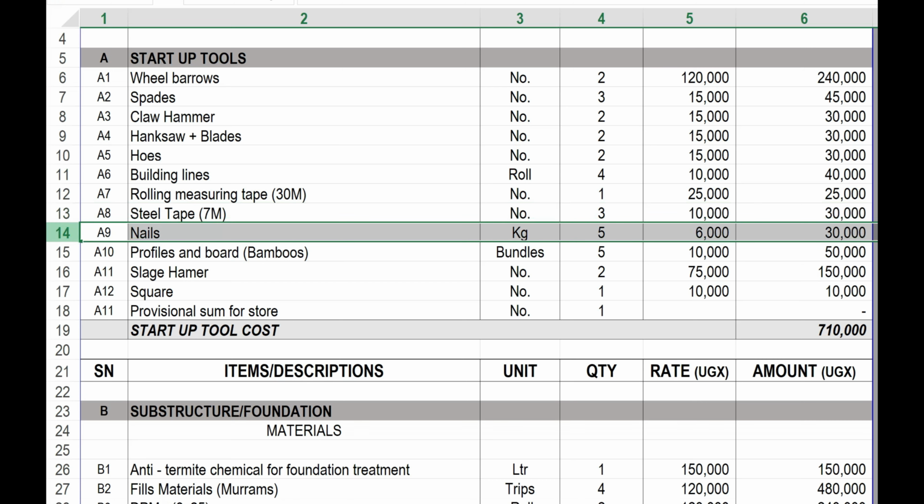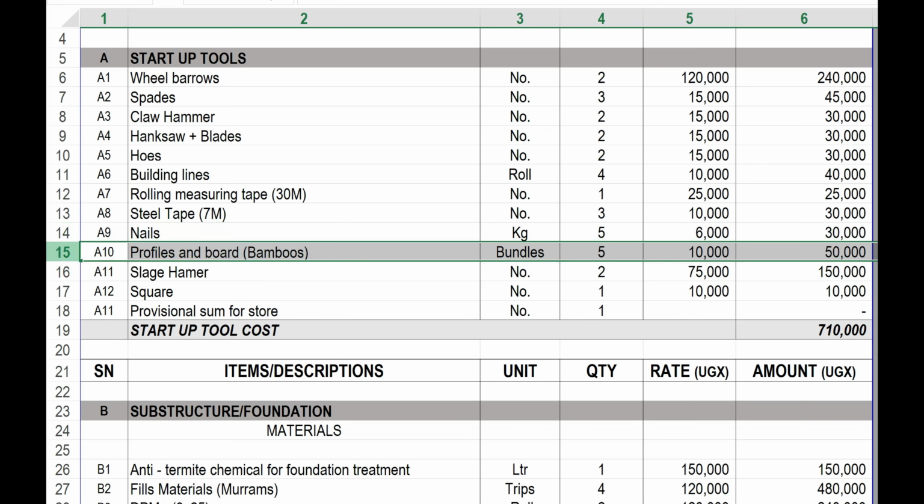On setup tools, even nails are necessary for setting out a new site, and I think 5 kilograms might be enough when you mix them with the 4-inch, summing up to 30,000. Then we also need the profile boards. These profile boards help us in setting out a flush site. So I think 5 bundles can be enough, at 10,000 each, totaling 50,000.